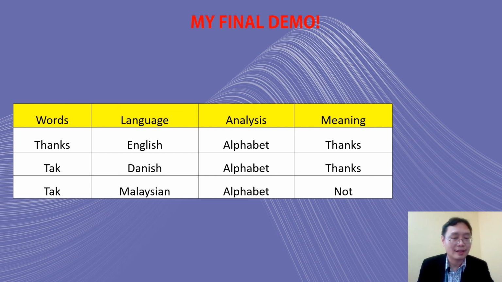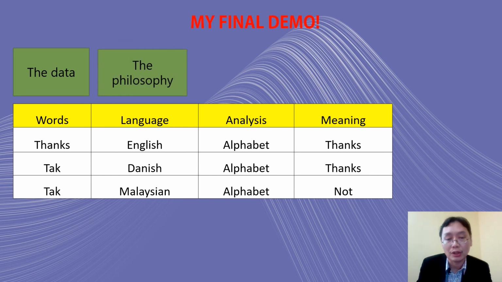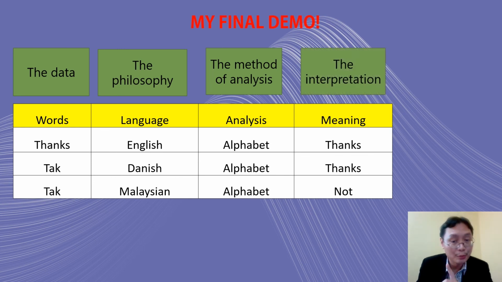See, the analysis using alphabets is the same. You still have A, B, C, D, and so on. But the meaning is very different. So the word here represents the data. The language here represents the philosophy or the paradigm of our research, how we see our research. Analysis would be the method of analysis, your coding, your themes, and most importantly, actually, the interpretation of the outcome of your analysis. Now, the interpretation of the outcome depends on the philosophy or the paradigm.